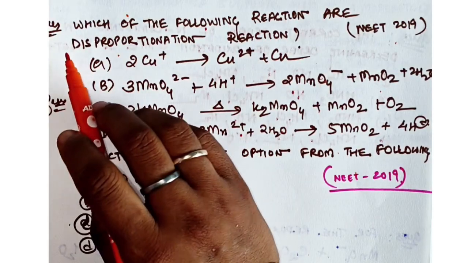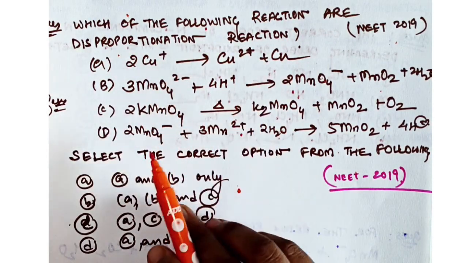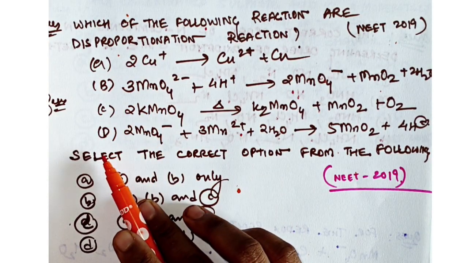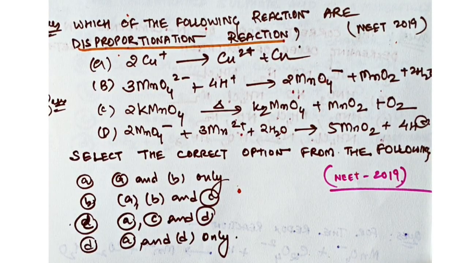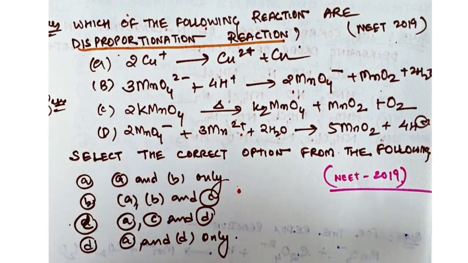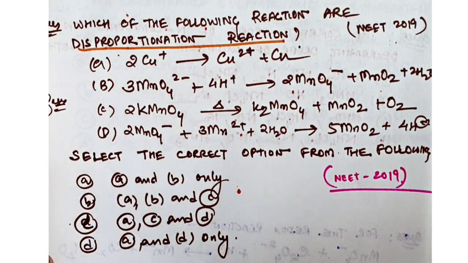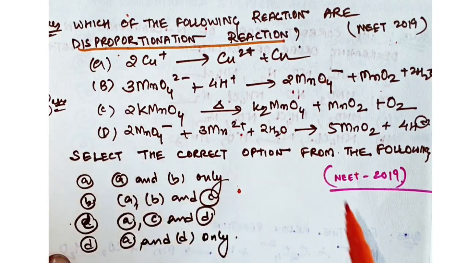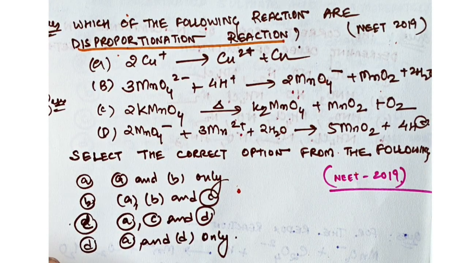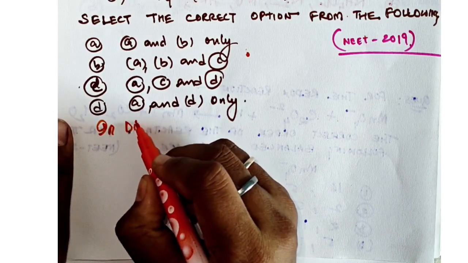Now see, the other question is, which of the following reactions are disproportionation reactions? These are the reactions given to you, and you have to find which one is a disproportionation reaction. So disproportionation reaction means what? It is not a decomposition reaction. A decomposition reaction is the reaction in which a compound breaks down into other compounds, at least one of which must be in elemental state. But in case of disproportionation reactions, what happens?